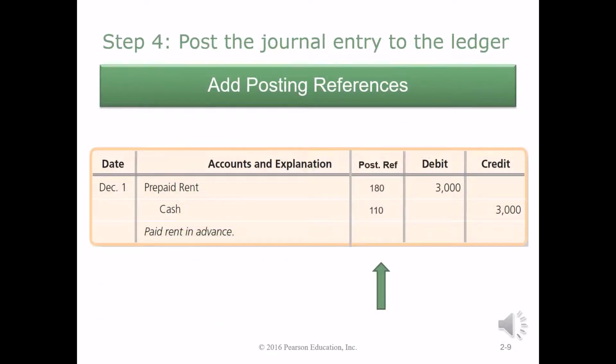Remember that in our posting process, we are trying to post our journal entries and that activity into the actual accounts. So here we have a journal entry and our posting references. This indicates that we have already posted the $3,000 debit to prepaid rent and the $3,000 credit to our cash account. These numbers here are the account numbers associated with these accounts. Our cash account has the account number of 110, and our prepaid rent has the account number of 180.